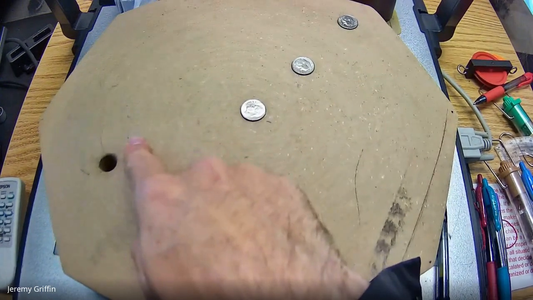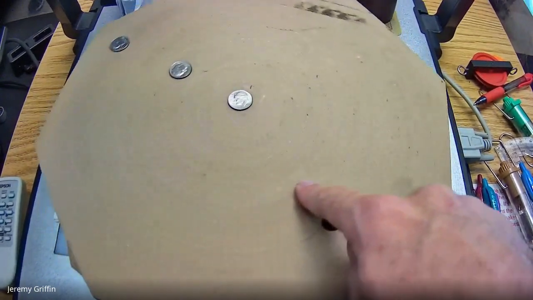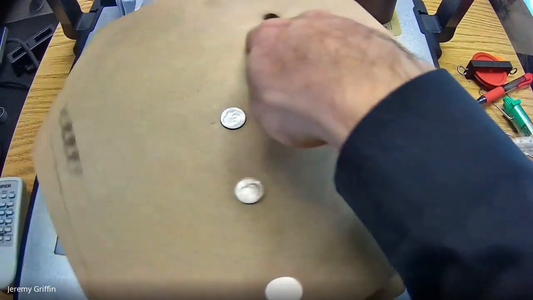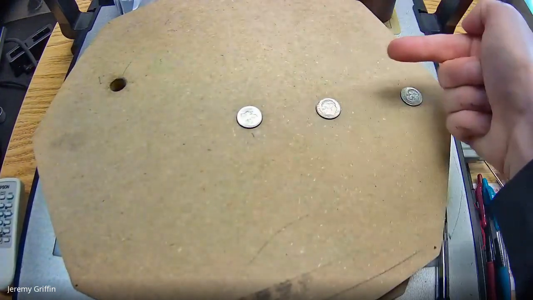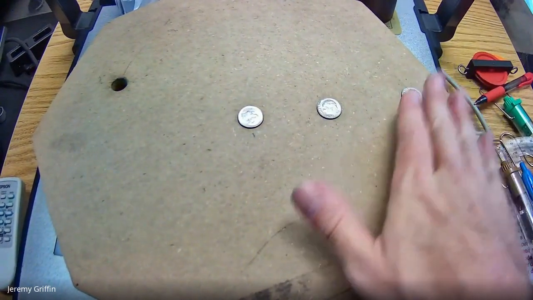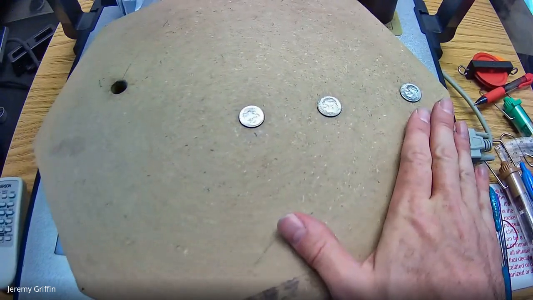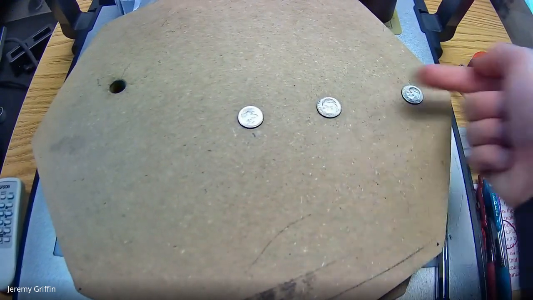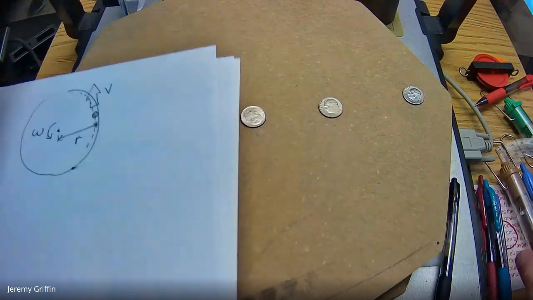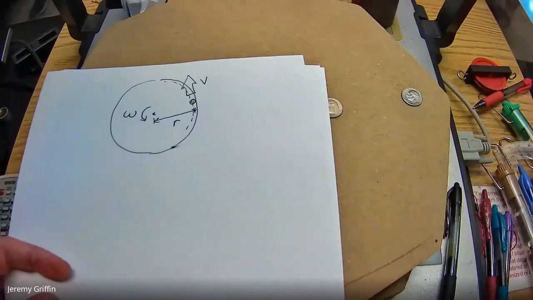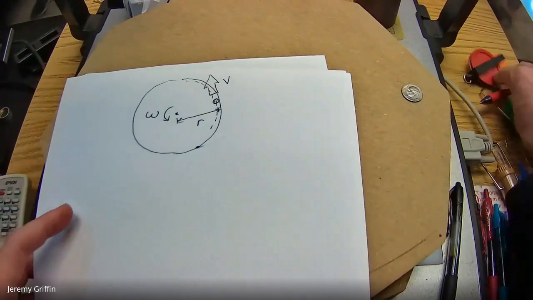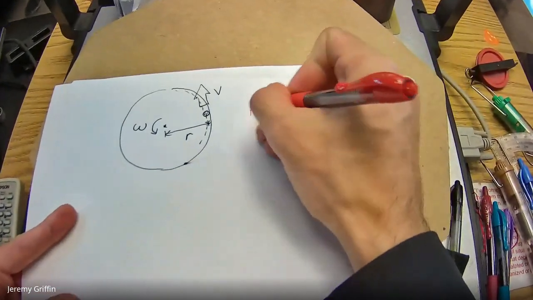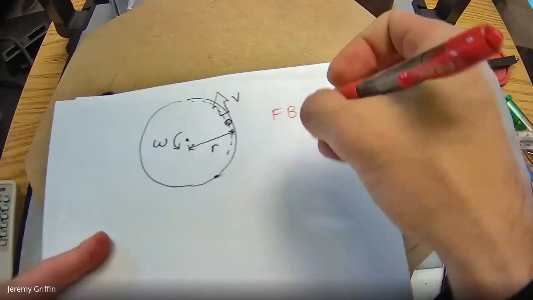Actually, what force is that even? What force is providing the centripetal force? I mean, it's not a tension. It's the friction, the friction between the two surfaces, between whatever this wood-type surface is and the coin, right? There's a friction force. Let's do a free body diagram for this coin.